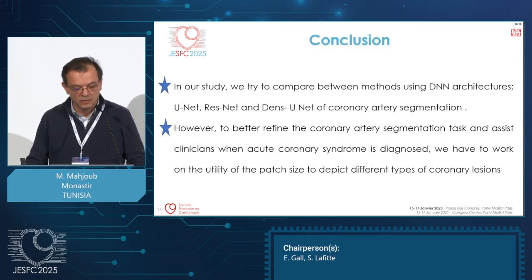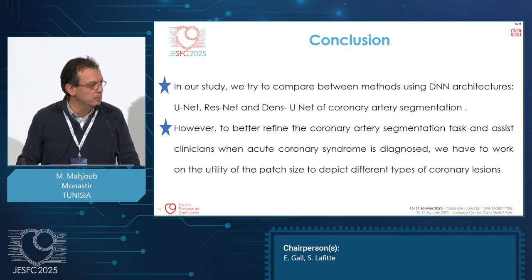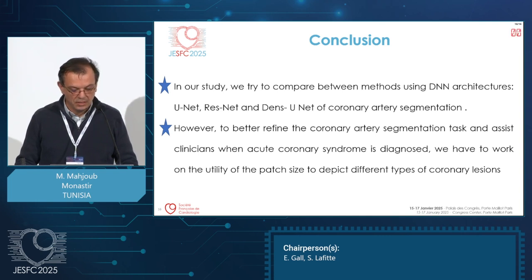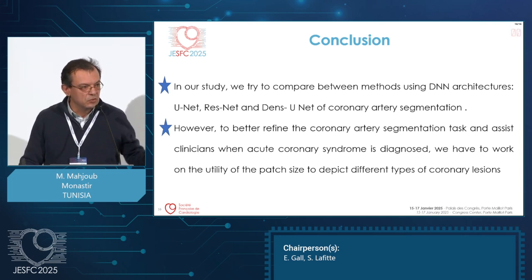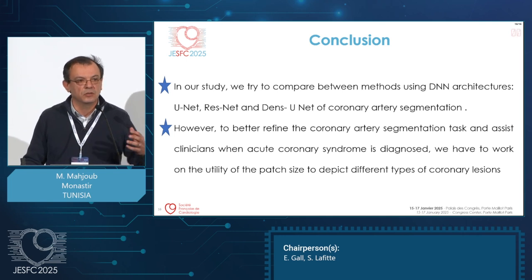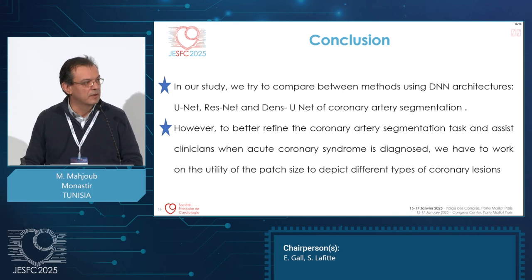As a conclusion, in our study, we tried to compare methods using DNN architecture: the UNet system, the ResNet system, and the dense UNet system in coronary artery segmentation. However, to better refine the coronary artery segmentation task and assist clinicians when acute coronary syndrome is diagnosed, we have to work on the utility of patch size to depict different types of coronary lesion. The patch size is to view the lesion in 3 dimensions. However, with this system, you can see the segmentation in 2 dimensions. So we have to work on it.